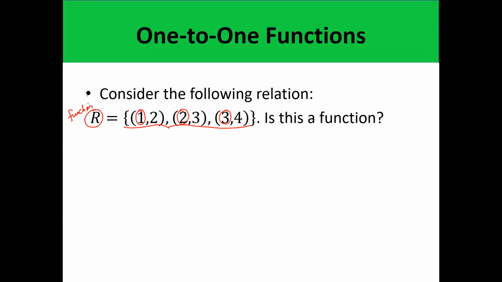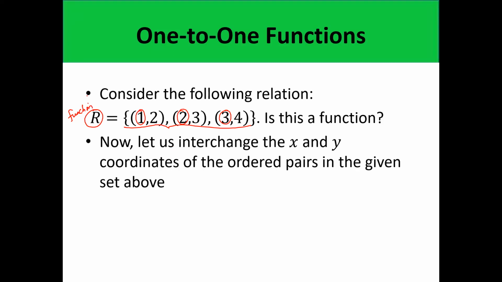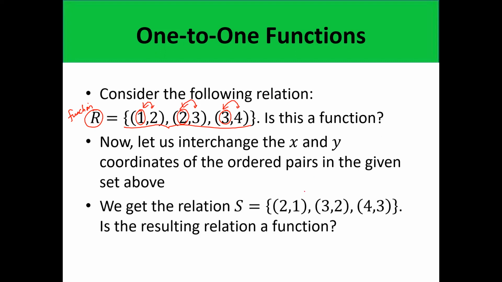function. Now, if we interchange the x and the y coordinates of each ordered pair in the relation R, then we will get the relation S containing the ordered pairs (2, 1), (3, 2), and (4, 3). Now the question is, is this a function? Since all the x coordinates in relation S are distinct, we say that this relation S is a function.